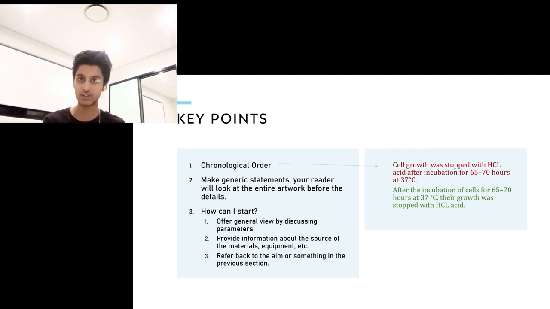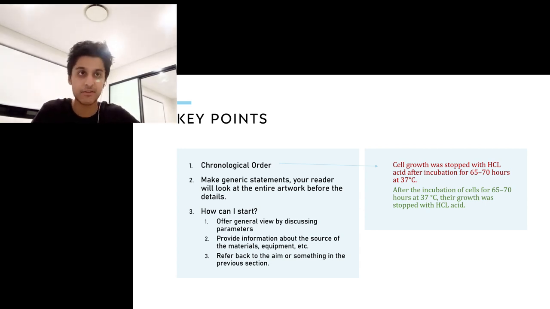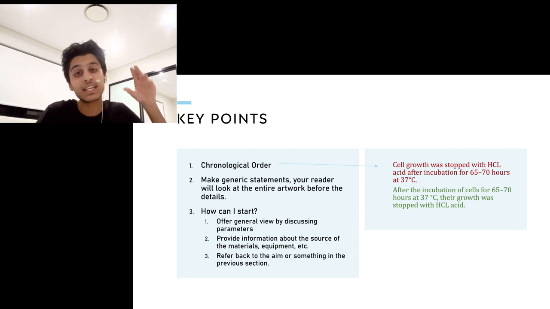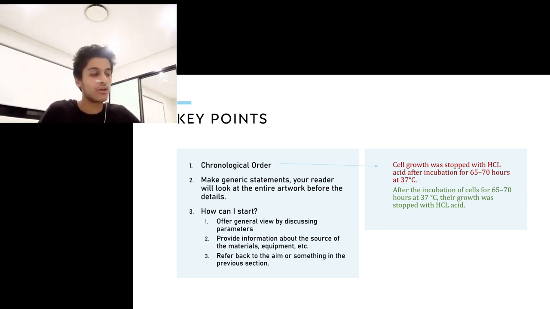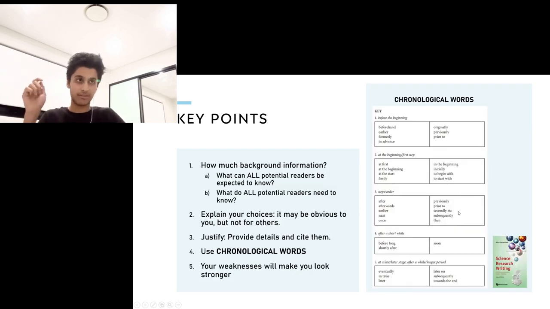So how can you actually start your method? You can offer general views by discussing parameters. Then you want to provide information about the source of the materials, equipment, etc. So if you collected samples from a dam, you can say dam samples were collected from here, because that's where most scientific researchers have collected them from. Or you can refer back to something earlier in the paper, like the aim. So to address the aim, the method was modified, something like that. Next, key points. So now we've looked at that first set of key points.